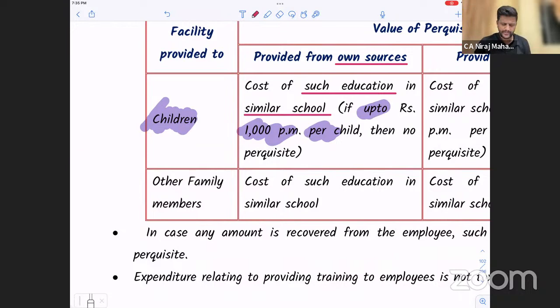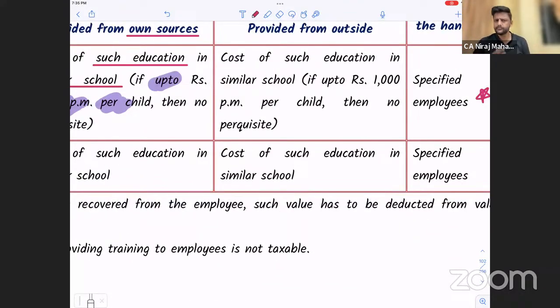Okay, fair market value is fully taxable. Clear, all of you? In any case, even if it is the employer's own school or tied up with some other school or college, then fair market value is taken as the value of perquisite. Clear till here, all of you? Yes.